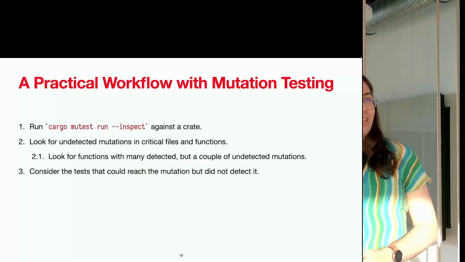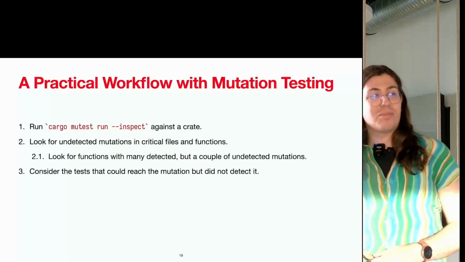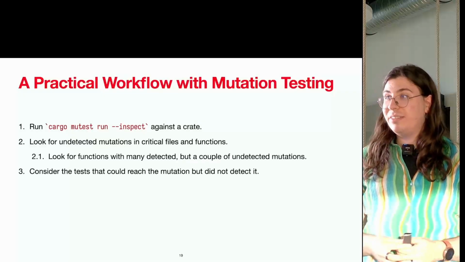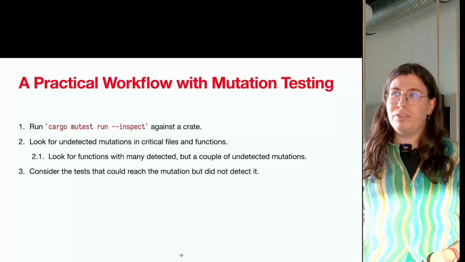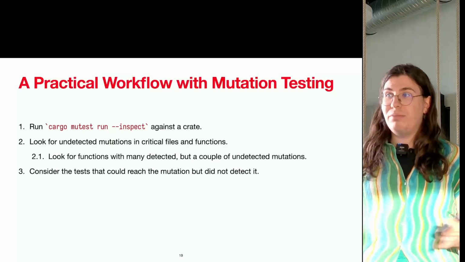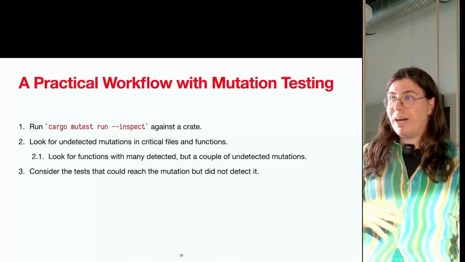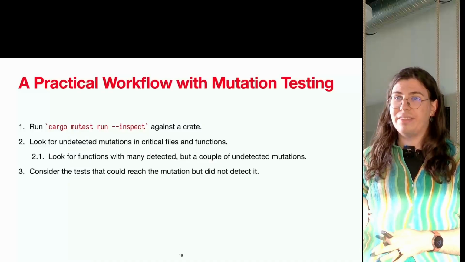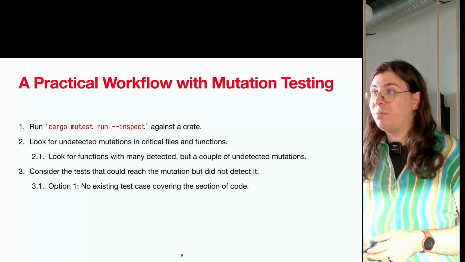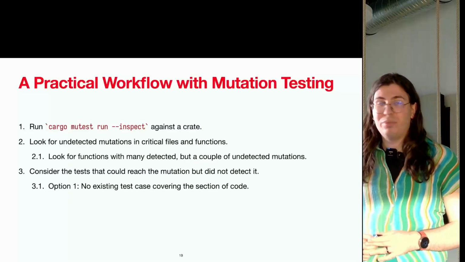And then you consider the tests that could reach the mutation but did not detect it. So beyond just looking at the undetected mutation, with mutest, you can also look at the exact test cases that were at all relevant to the mutation. And that way, if you start inspecting those test cases and how they relate to the mutation, then that can give you a lot of information as to why your existing tests were not able to detect it. And that can help you figure out specific ways in which you can adapt your test cases and improve them further.